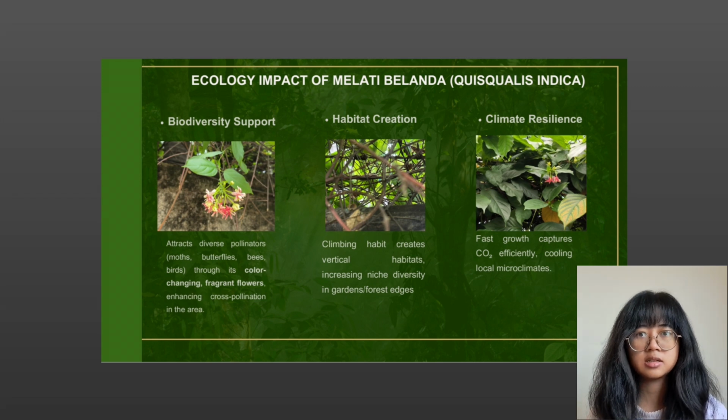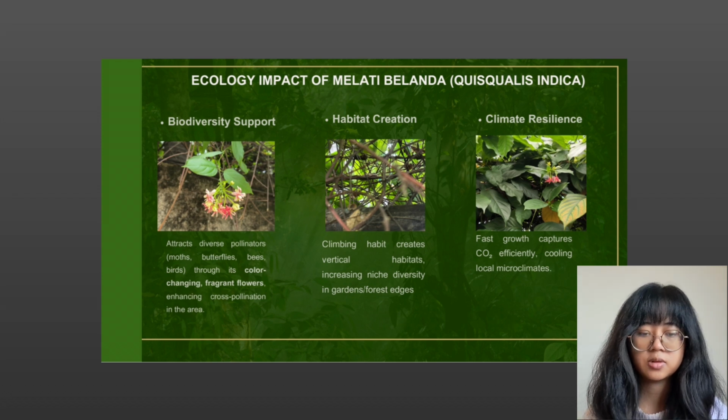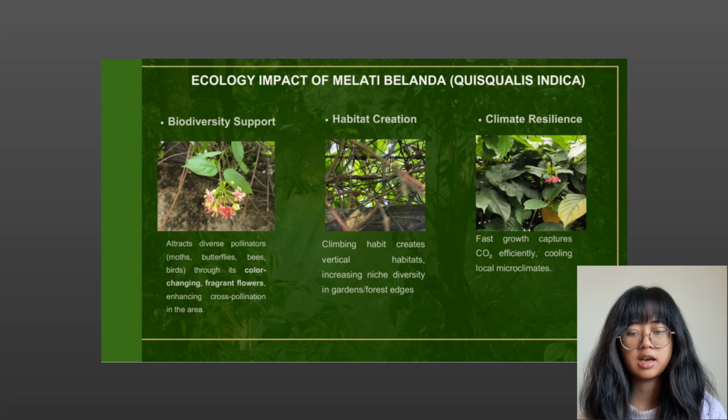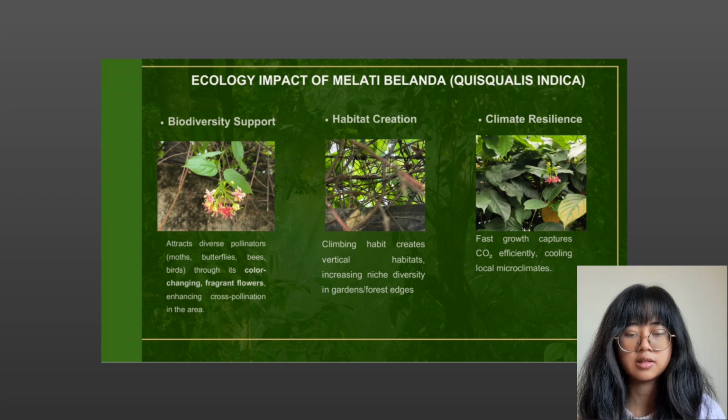The third ecological impact is climate resilience. The Rangoon Creeper is a vigorous climber that grows rapidly. This fast vegetative growth allows it to quickly develop a dense canopy of leaves. It uses photosynthesis to absorb carbon dioxide from the atmosphere. Its large surface area and fast growth mean it can absorb more carbon dioxide in a shorter time compared to slower growing plants. This contributes to mitigating greenhouse gases.